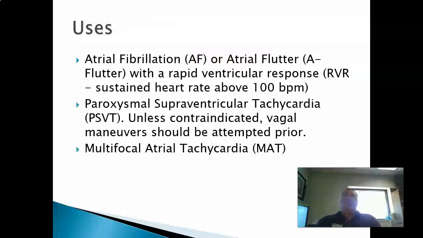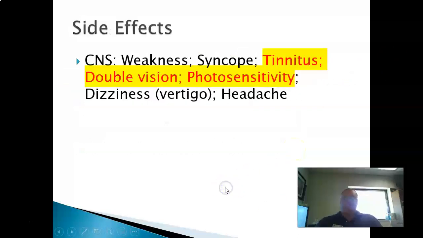Now, AFib or A-flutter is our indication for this, or if you've got SVT that does not respond to traditional therapy. Most of the time we're going to use adenosine first, which is going to essentially do a chemical reset of the heart, and we can slow it down to see if they've got AFib or A-flutter. But it does work very well on SVTs, and multifocal atrial tachycardia.